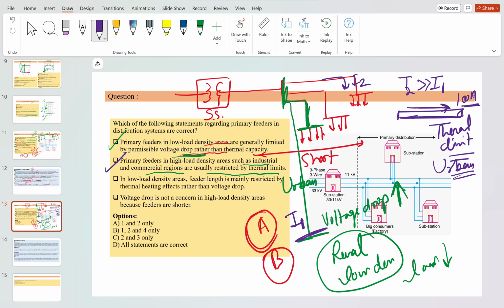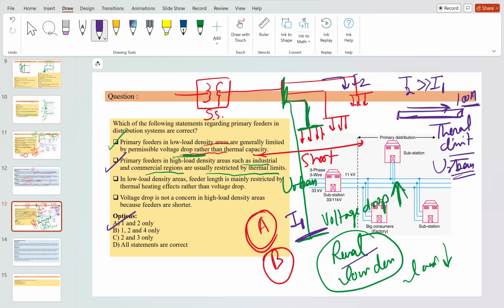When you have the long distance feeder, so there is a rural area where the current requirement is low. So there is the voltage drop. Means voltage drop is a primary criteria to define the feeder line. And then the second is when you have a congested area, urban area, high density areas, there the thermal limits are basically the primary criteria. So option A is actually correct.